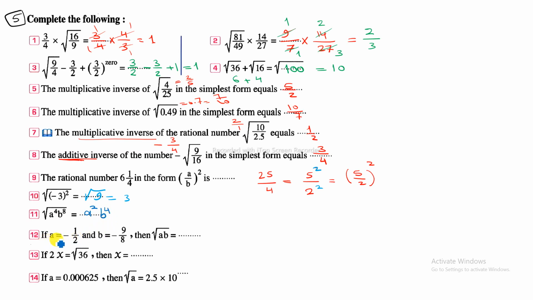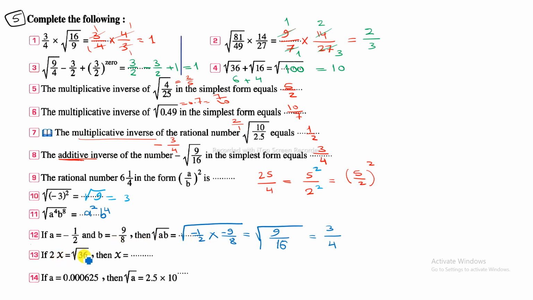Number 12. If a is equal to negative 1 over 2 and b is equal to negative 9 over 8, then find square root of a times b. a, which is negative 1 over 2, times negative 9 over 8, is equal to square root of negative 1 times negative 9, positive 9, over 2 times 8, which is 16. Square root of 9 over 16: here 3 and here 4.